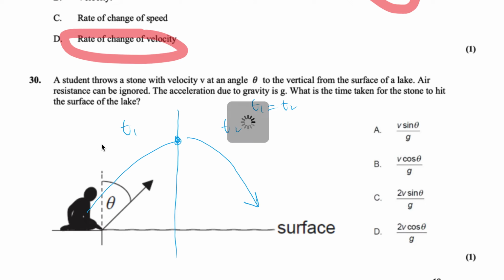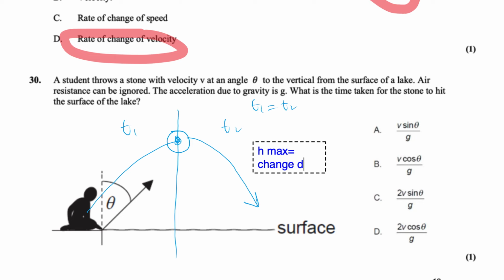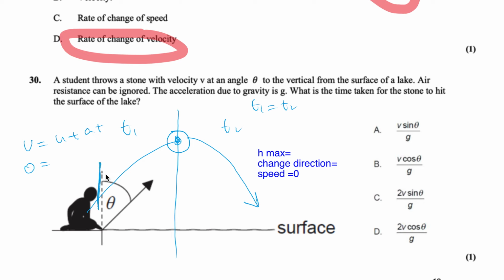So T1 is when it will reach the maximum height. We said whenever you have the maximum height, or when you change direction, this is all exactly the same, as speed equals zero. Overall, the velocity equals zero at that point. So we're just using V equals U plus AT. So zero equals your initial vertical speed, that's V cos theta, plus minus G multiplied by T.